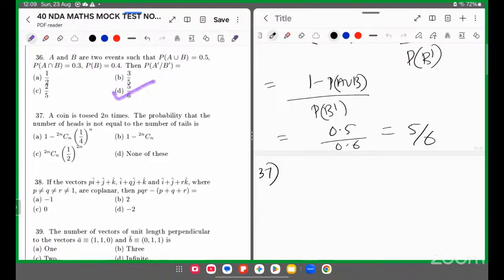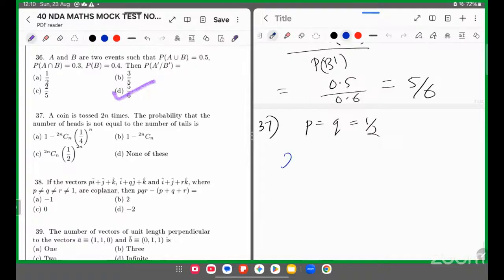A coin is tossed 2n times. The probability that the number of heads is not equal to the number of tails. Anyway, the probability of getting a head or tail is actually 1 by 2. If we toss 2n times, we can write P equal to Q equal to 1 by 2. That is the probability of getting head and tail.